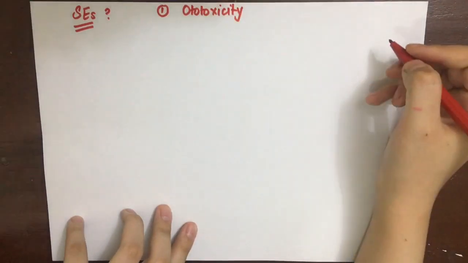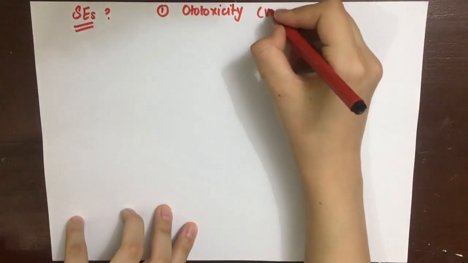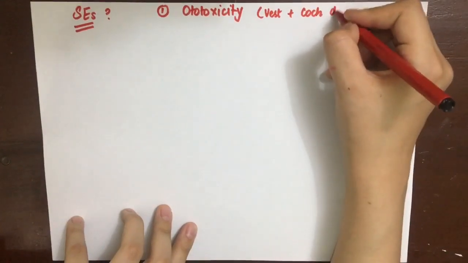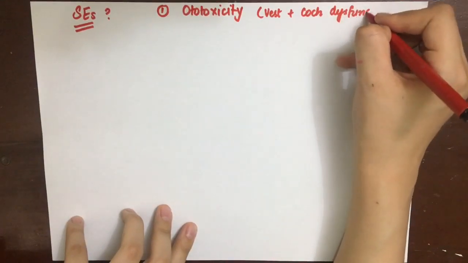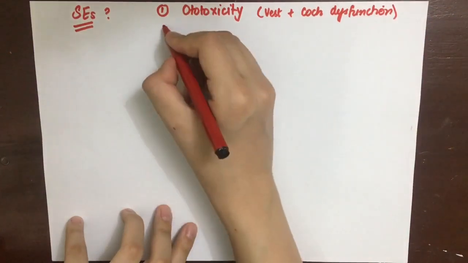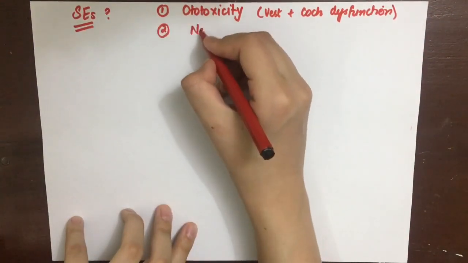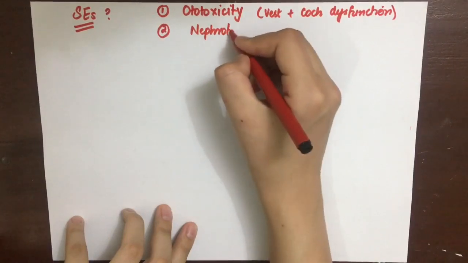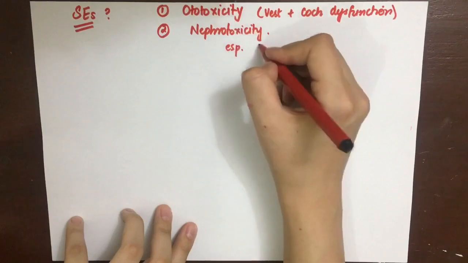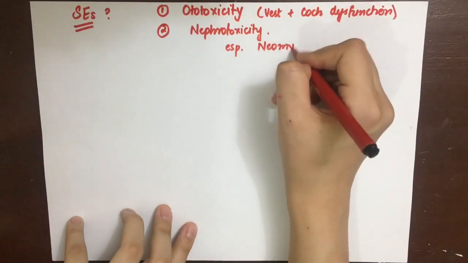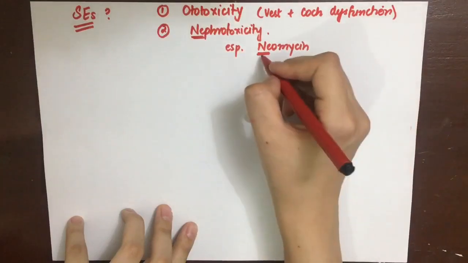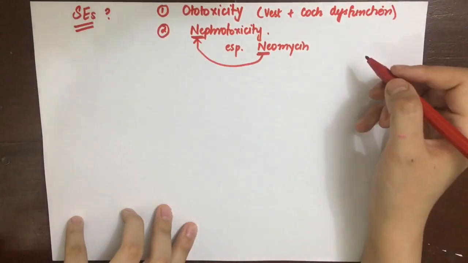Coming to the side effects, aminoglycosides are strongly associated with ototoxicity, that is due to damage to the 8th cranial nerve and vestibular and cochlear dysfunction. The risk can increase in elderly patients and repeated doses, and also patients with pre-existing auditory impairment. They also possess nephrotoxicity and especially neomycin. So you can remember this by the first two letters of nephrotoxicity and neomycin.